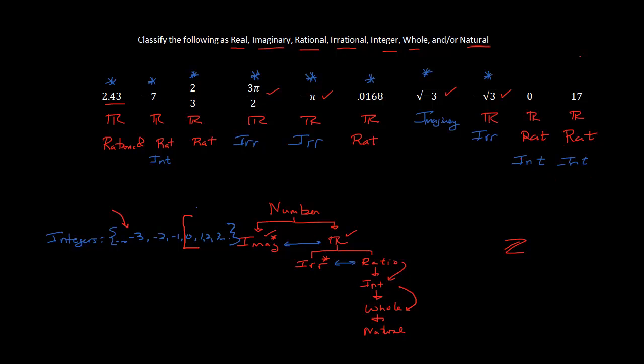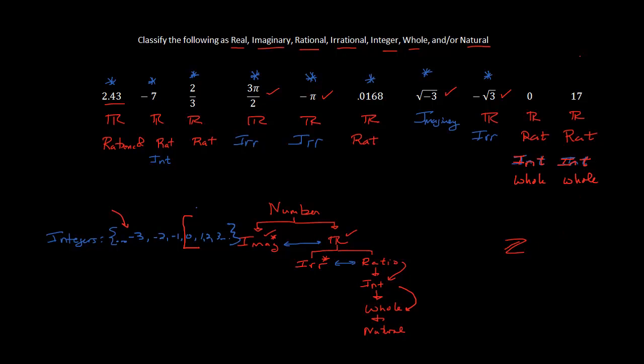If we look at 0, 0 is in fact, I should have written this in red. So I should have written these in red. I'll just overwrite them in red. They are not ending. But 0 is in fact a whole number, so I'm going to write whole underneath here, and so is 17.